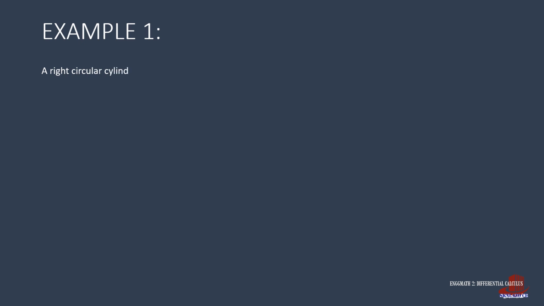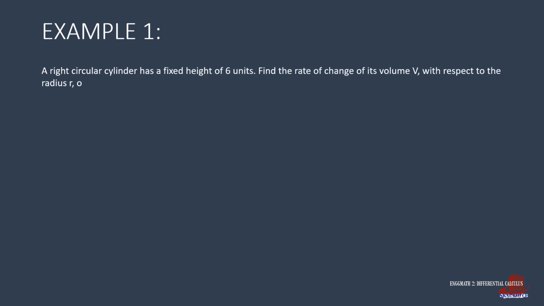The first example involves a cylinder of fixed height of 6 units. It requires the rate of change of volume with respect to the radius of the cylinder's base.